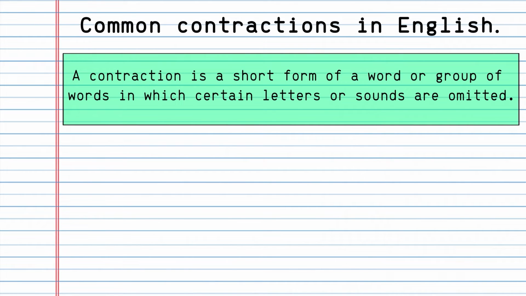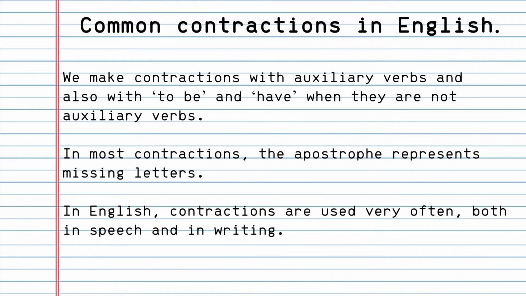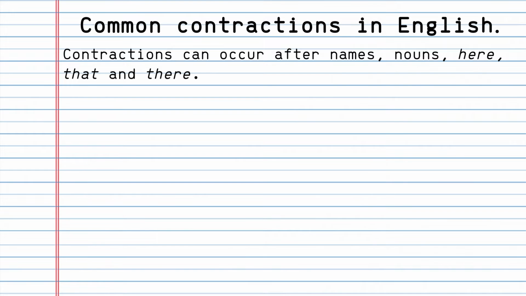A contraction is a short form of a word or group of words in which certain letters or sounds are omitted. We make contractions with auxiliary verbs and also with to be and have when they are not auxiliary verbs. In most contractions, the apostrophe represents missing letters. In English, contractions are used very often, both in speech and in writing. Contractions can occur after names, nouns, here, that, and there.